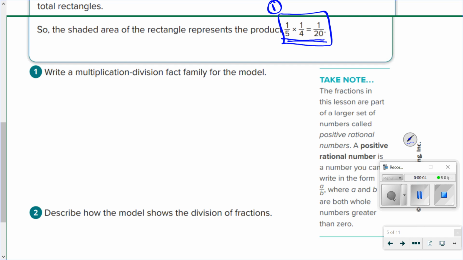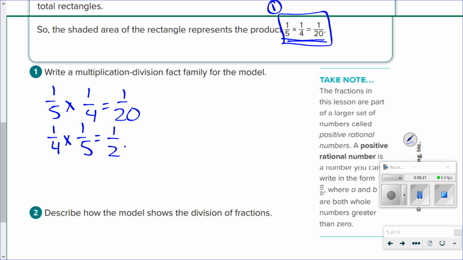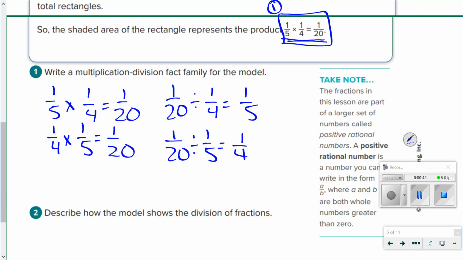Okay, so I gave you the first one, 1/5 times 1/4 equals 1/20th. Who had a second one? 1/4 times 1/5. Awesome. Okay, so who was able to do the division ones? 1/20th divided by 1/4 equals 1/5. Excellent. Then who can knock us home, Jaden? 1/20th divided by 1/5. Awesome. Anybody see any problems up here? Any issues? No.